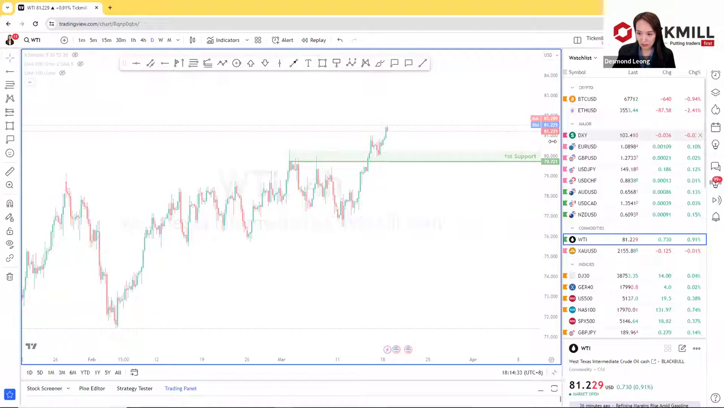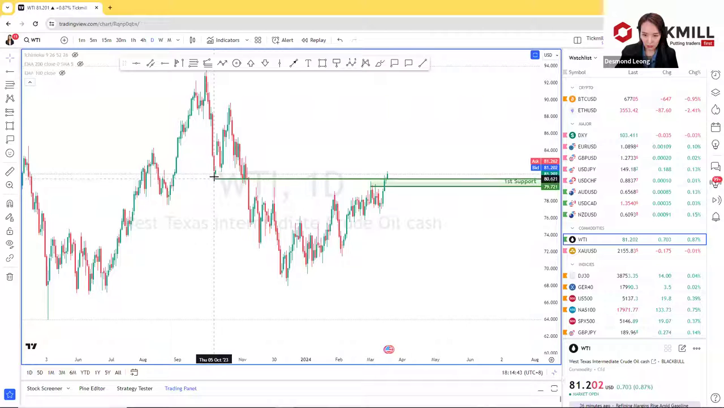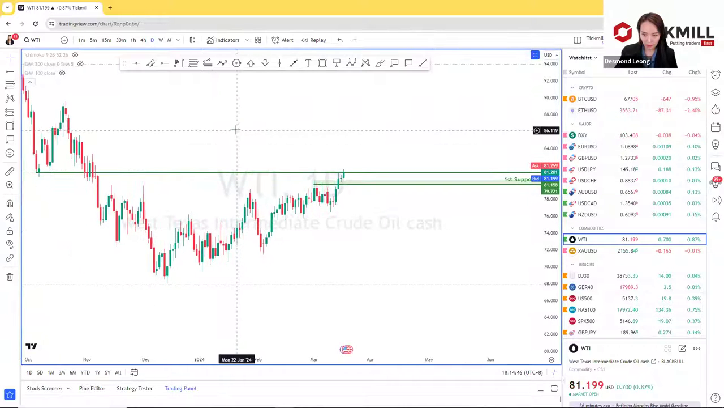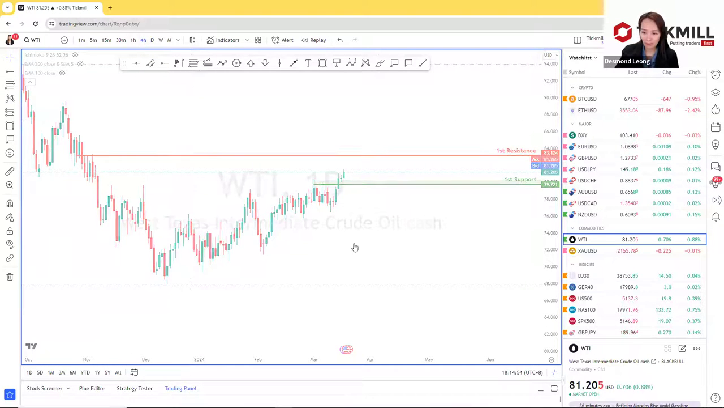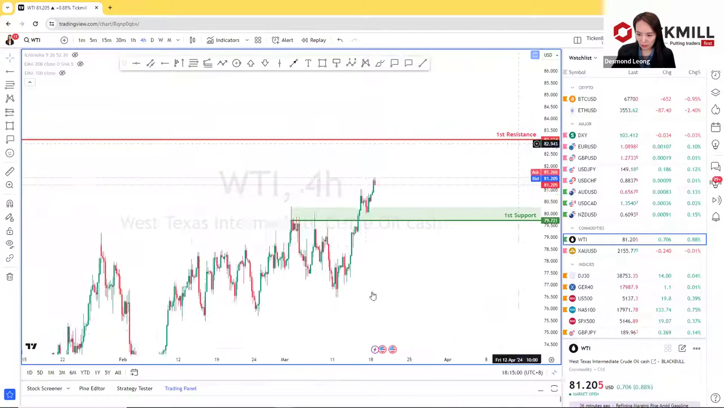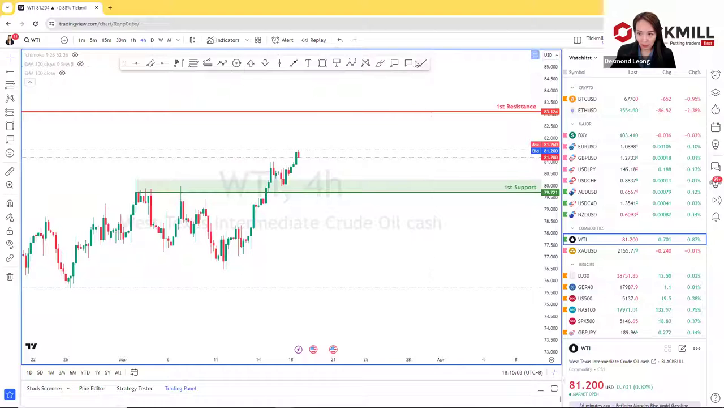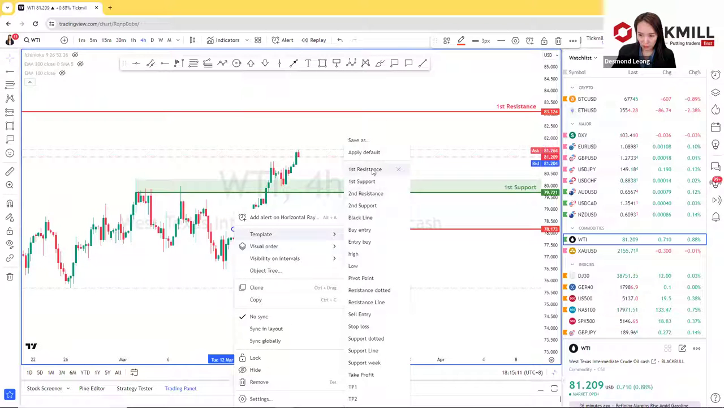Let me look at the daily. Actually, this is the put. Do you think that's a good resistance level here? Let's say if in H4 you cannot find the key level, you can go one time frame higher, which is daily. But if you draw at H4, H1, and then you can go to H4.